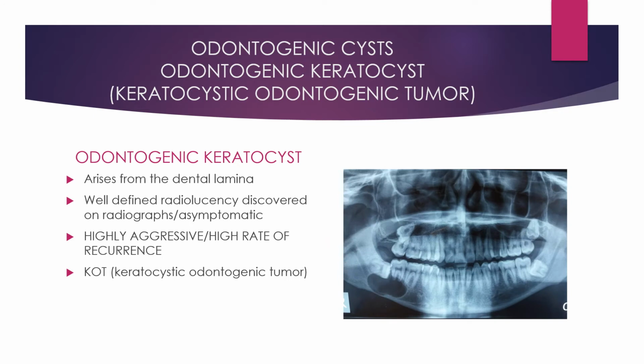Odontogenic keratocysts are one of the rare benign lesions that grow aggressively and have a high rate of recurrence even after excision, very much like malignant lesions. They arise from the dental lamina. They are a well-defined radiolucency, again discovered on radiographs, and are asymptomatic. But they are highly aggressive and, as mentioned before, even with excision, will recur unless they are very carefully excised. The other alternate name for the odontogenic keratocyst that you may see in the literature is keratocystic odontogenic tumor.